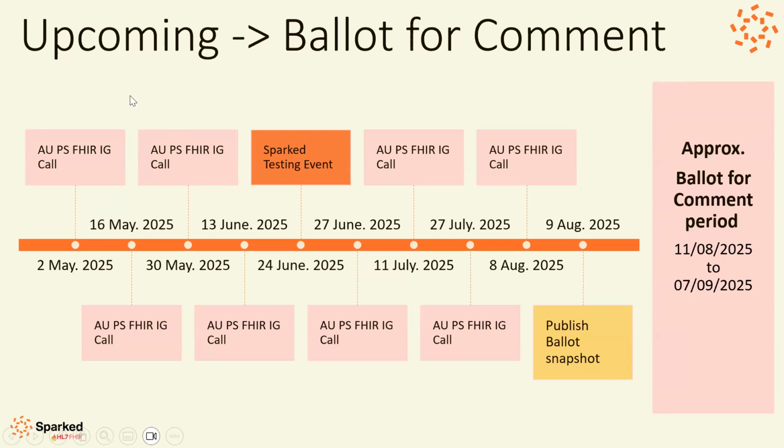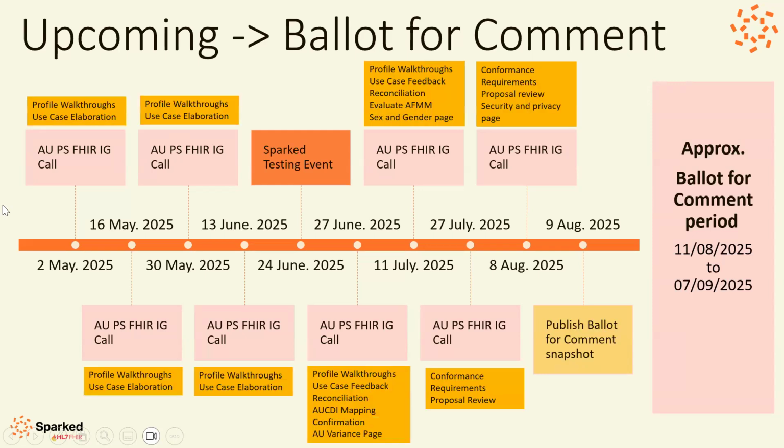We've got a series of calls now up to the ballot. I'll recover this in the next meeting. Essentially, from now on, let's go through the profile walkthroughs along with some use case content. We'll try to get through as much of the profile walkthroughs as we can, while starting the conformance conversations, up to the Spark testing event, because the goal is to have as much of an updated baseline as we can to have exposed through the testing opportunities on the 24th of June. So that's kind of the target there.